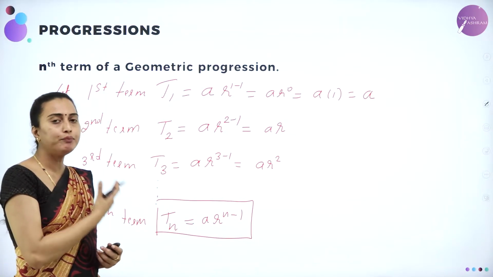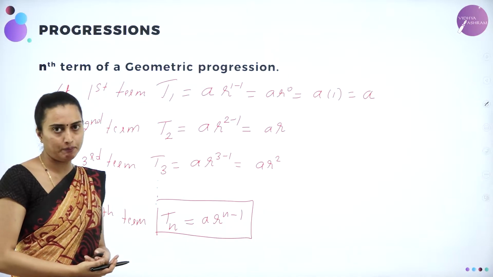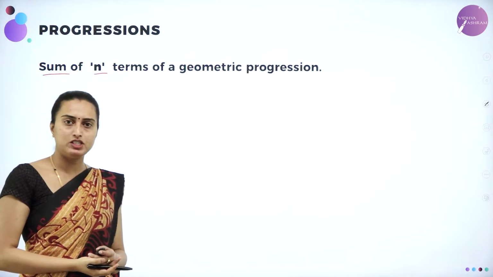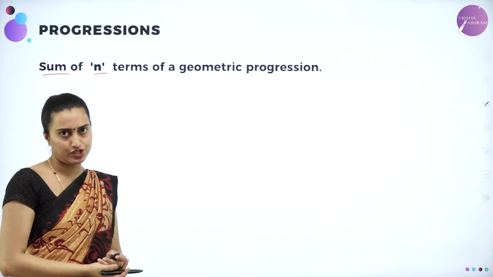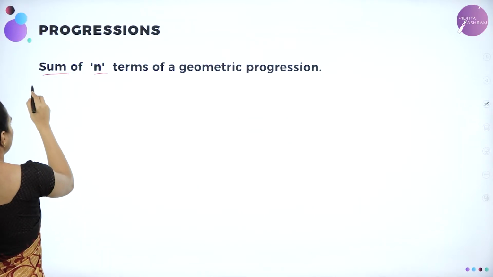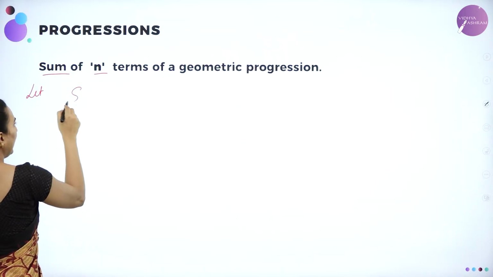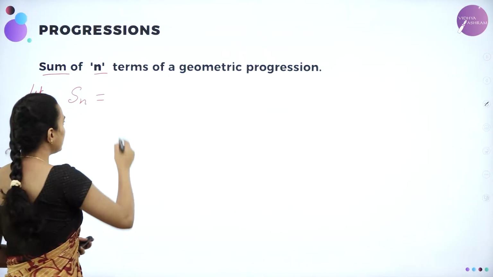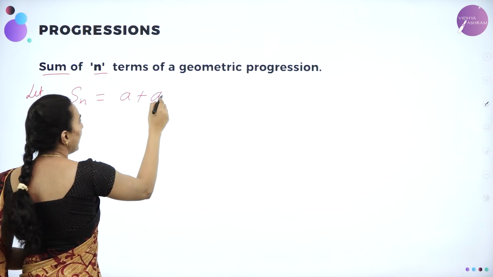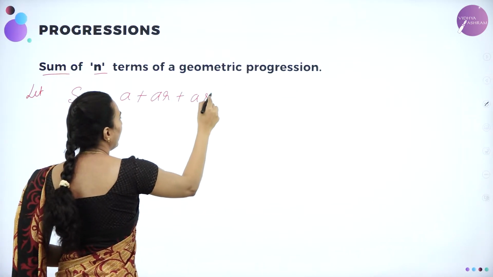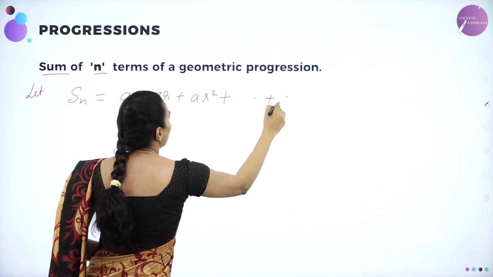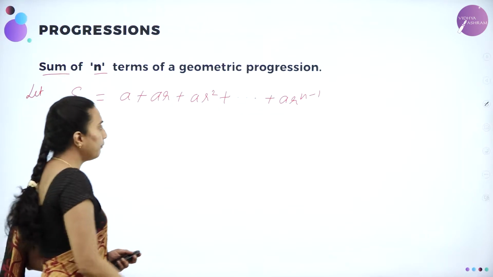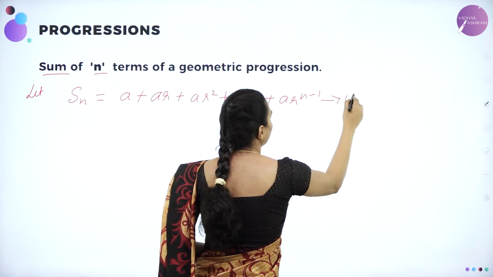Now you came to know the formula of the nth term of a GP. We'll move on to the next, which is the sum of n terms of a GP, that is a geometric progression. Here I am taking the sum to n terms denoted by Sn, which implies the summation of all the terms of the sequence, which is a, ar, plus ar squared, plus etcetera, plus the last term is ar to the power of n minus 1. Now here I am going to name this equation as 1.